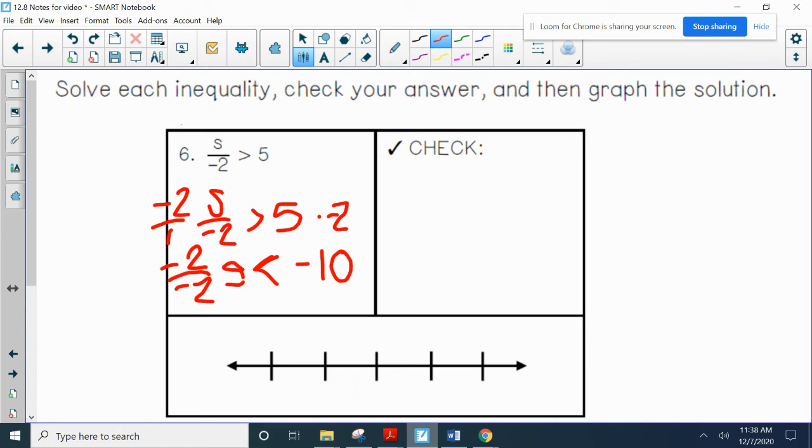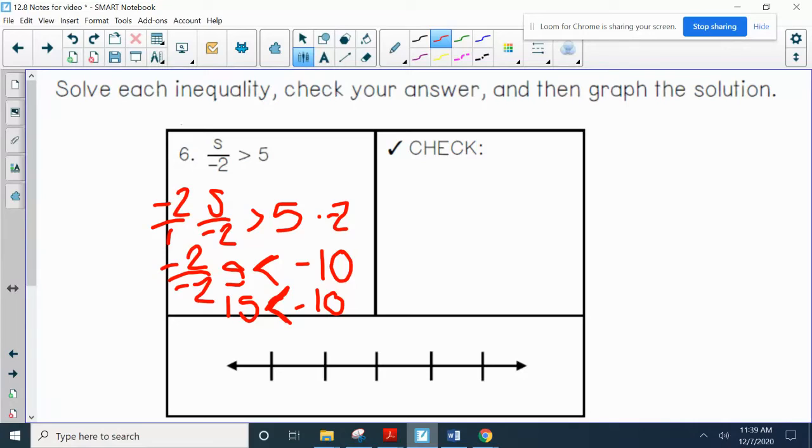2 divided by 2 is 1, and a negative and a negative is a positive, so we have 1s with our flipped less than 1. See how we flipped it and did not add an or equal to sign? Negative 10. And we can go ahead and check that original equation, and it should show us that flipping was right.